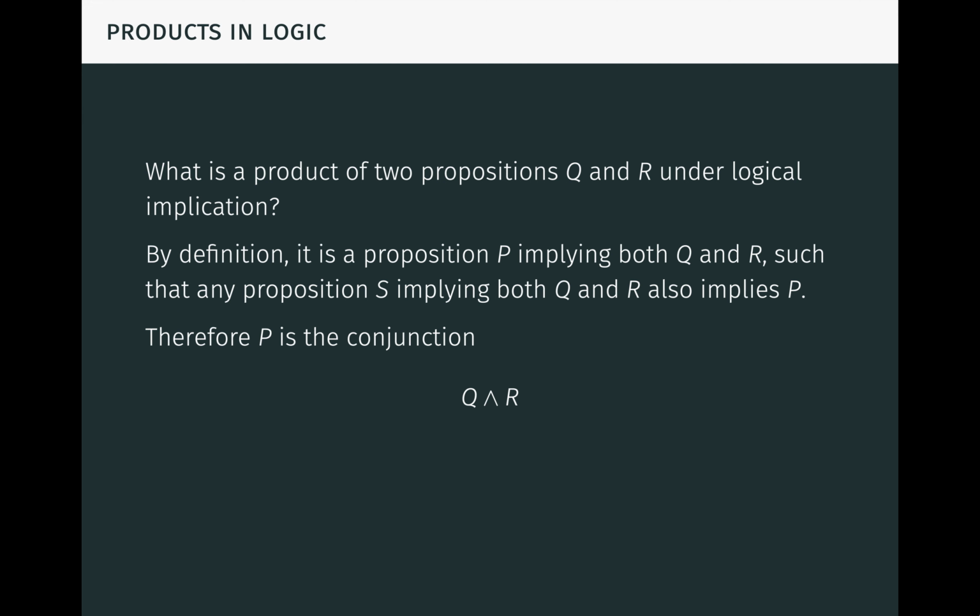Actually, P need only be logically equivalent to the conjunction. If T is a tautology, then the conjunction P and T is also a product of Q and R, as you can verify. This example gives some sense of the uniqueness of the product. This example also shows that, from a category theoretic perspective, the Cartesian product of two sets and the logical conjunction of two propositions are the same sort of thing. They both satisfy all the same category theoretic properties.